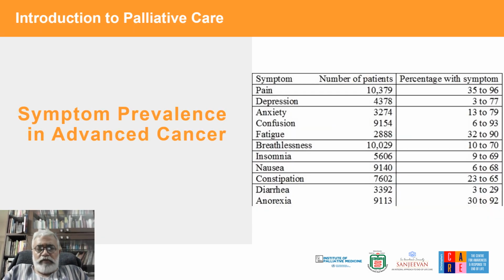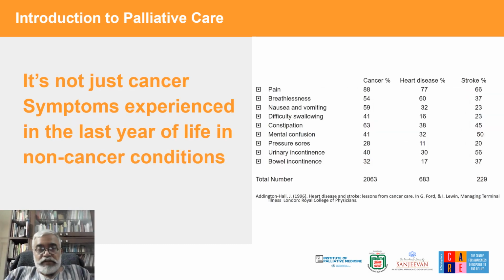For example, these 11 symptoms have been identified as most prevalent ones in advanced cancer. Controlling these symptoms is not particularly difficult if the treating physician knows how to do it. We have a tendency to focus on cancer when we talk about palliative care. But we should understand that non-cancer conditions can also cause as much suffering as cancer in the last phase of life.